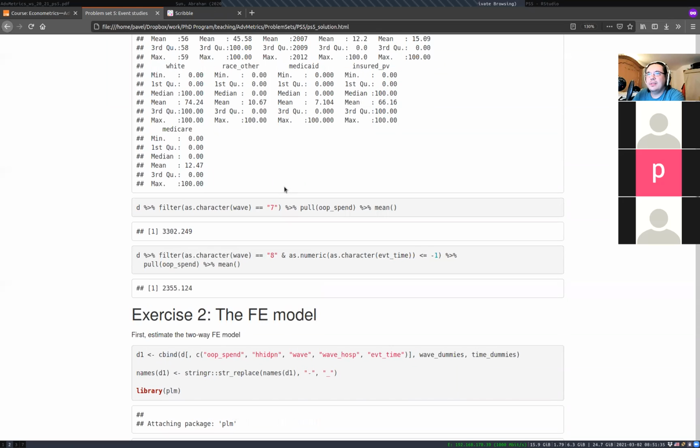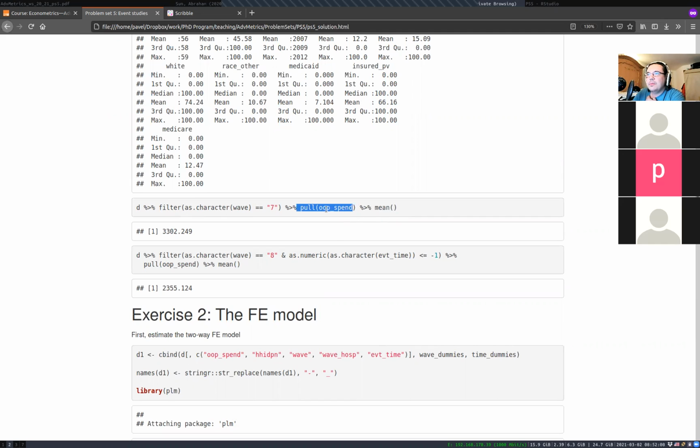Then we can look at the outcome variables, but pre-treatment. So the same variables, but pre-treatment, and pre-treatment is wave 7. So we filter that wave. Obviously, now wave is a factor. We did it before, and I have to convert it to character, otherwise it won't work. That's a technicality.